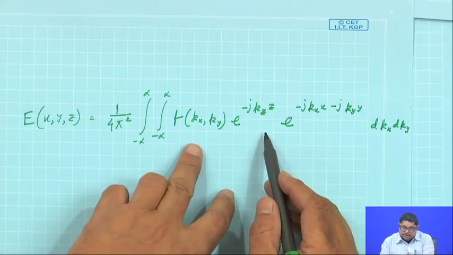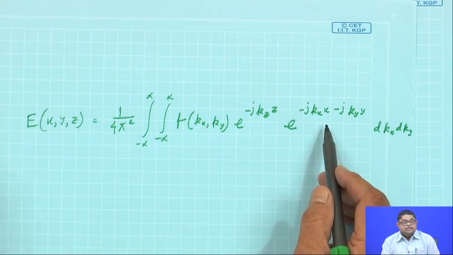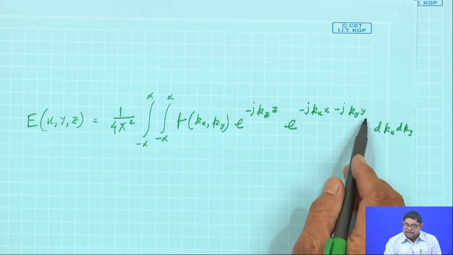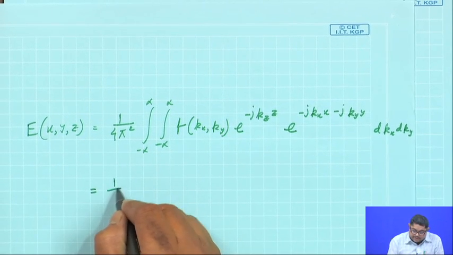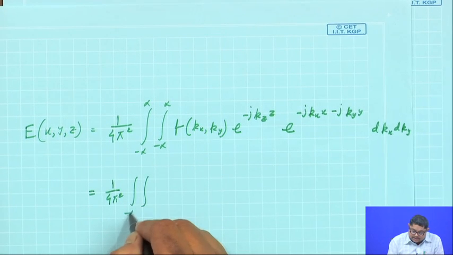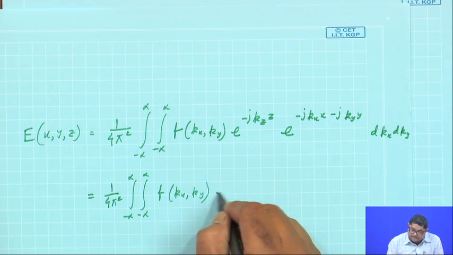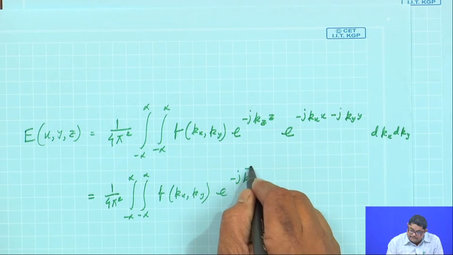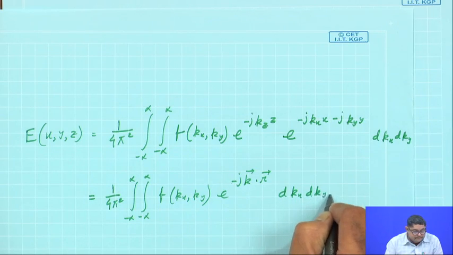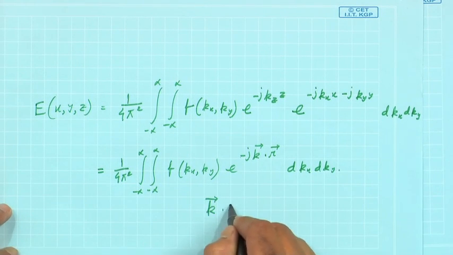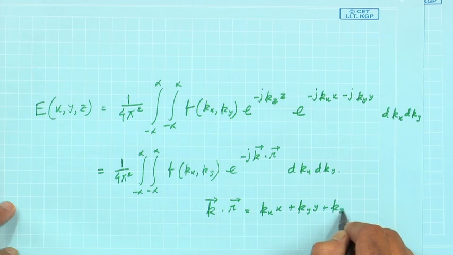You see, this is the solution, this part I have written, and then e to the power, this is the inverse, e to the power j k_x x minus j k_y y. Okay. So, this in simplified way I can write as, where what is k dot r? k_x x plus k_y y plus k_z z.